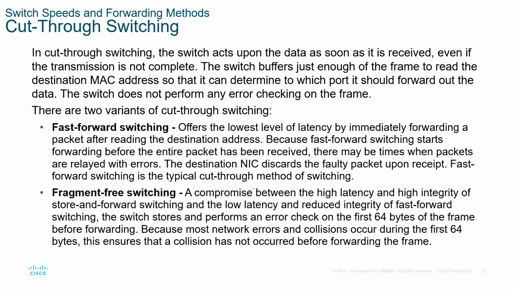With fast forward switching, it offers the lowest level of latency by immediately forwarding a packet after reading the destination address. This is the definition that we gave. Fast forward switching is a variant of cut-through switching. Because it starts forwarding before the entire packet has been received, there may be times when packets are relayed with errors. The destination NIC discards the bad packets upon receipt. Fast forward switching is a typical cut-through method of switching.